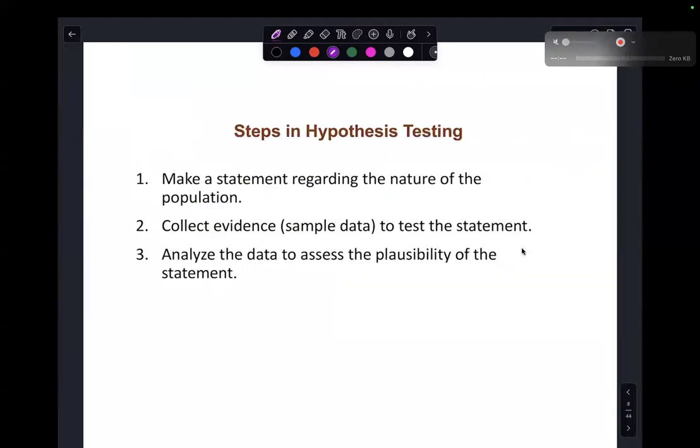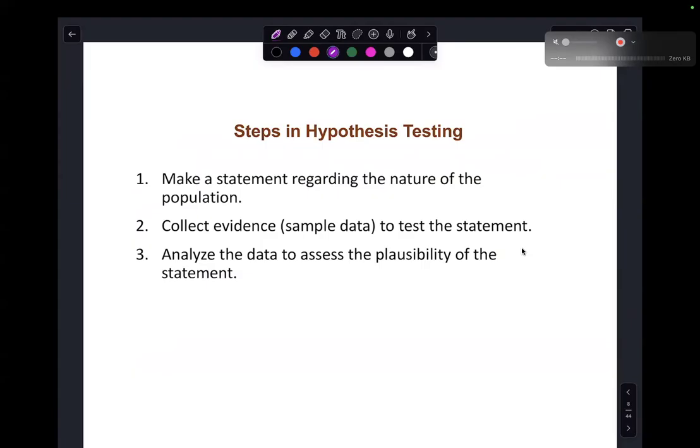Okay, steps in hypothesis testing. The first thing we're going to do is make a statement regarding the nature of the population. So, for example, I might say that, as I said before, I think that the average commute to work is greater than 15 minutes. So that would be the statement. Now, I don't have data yet. I have not collected any data on that. I'm just making a statement based on what I think.